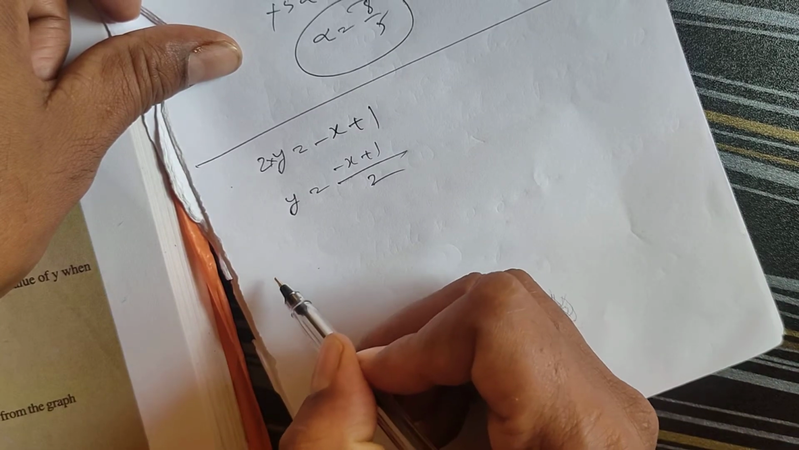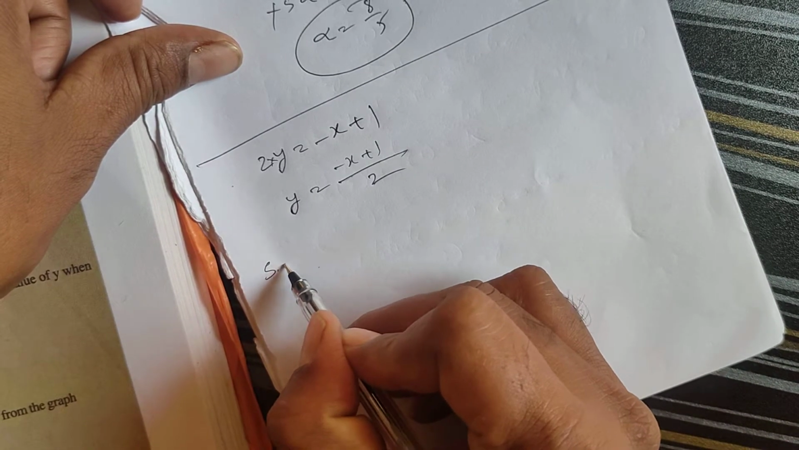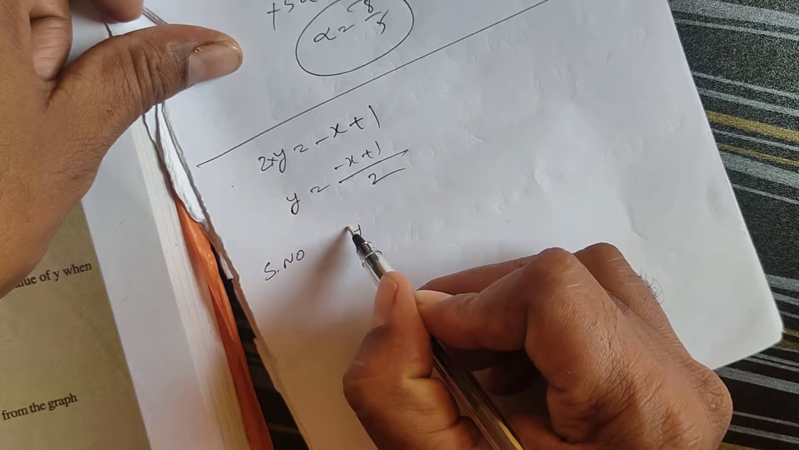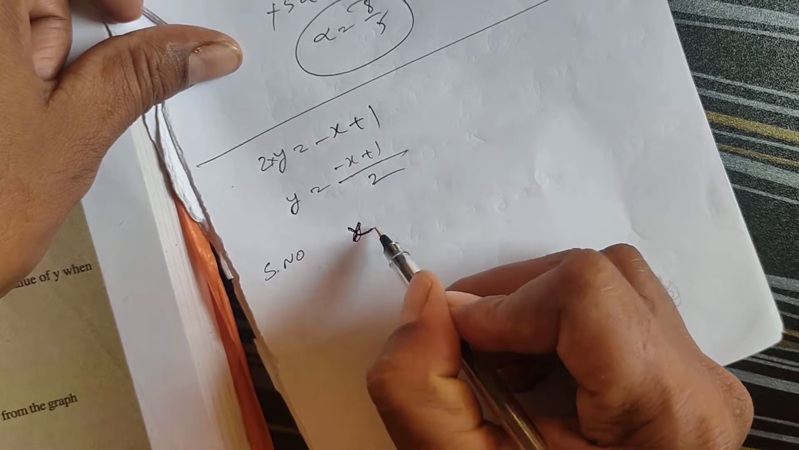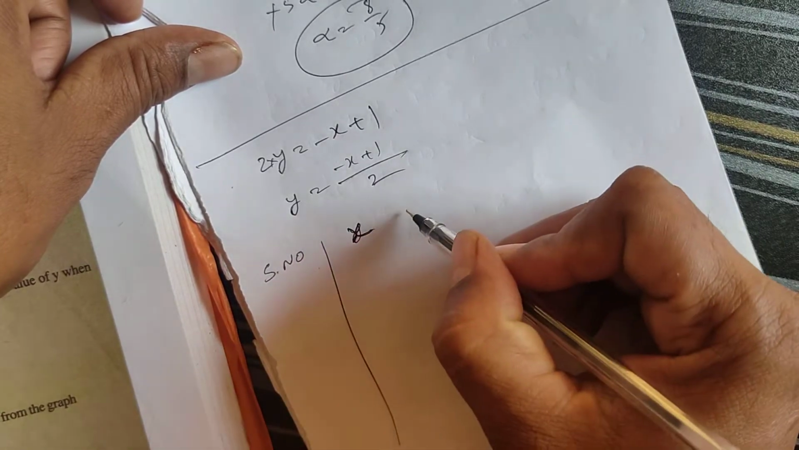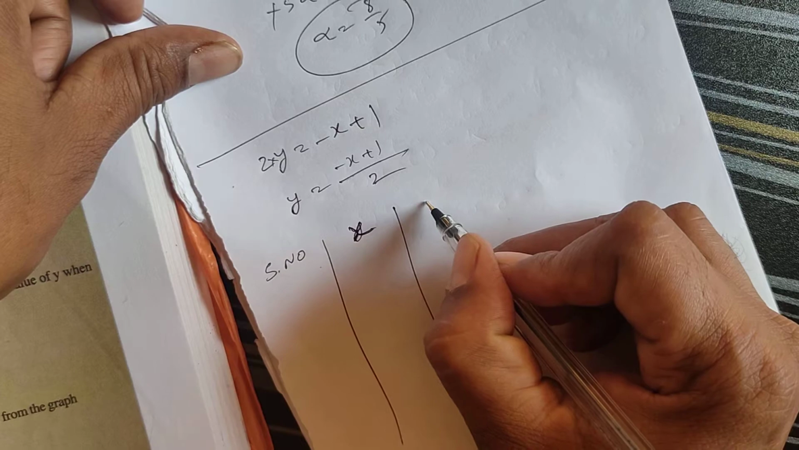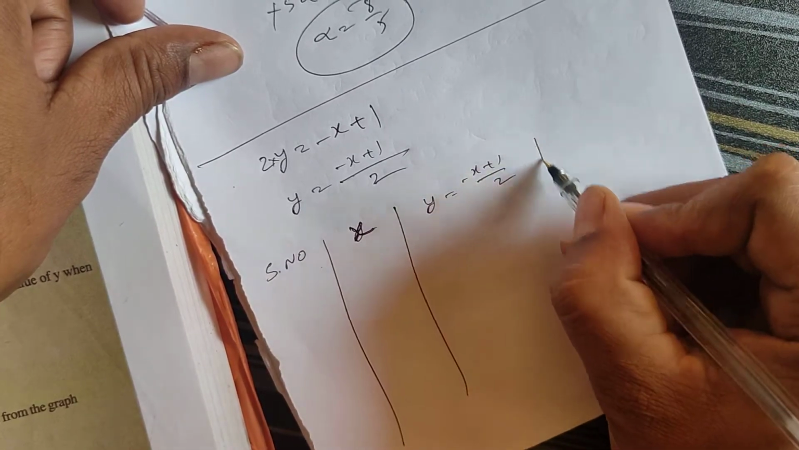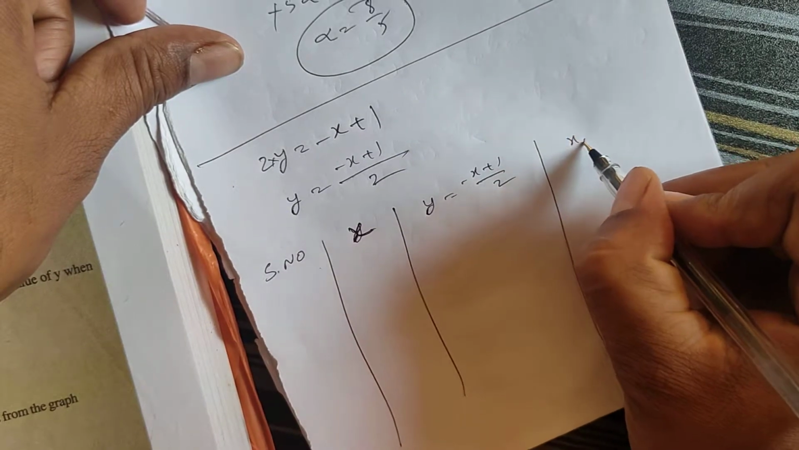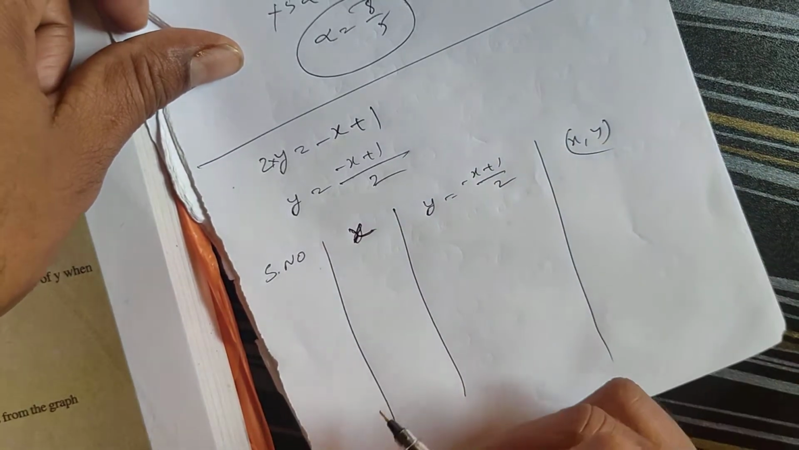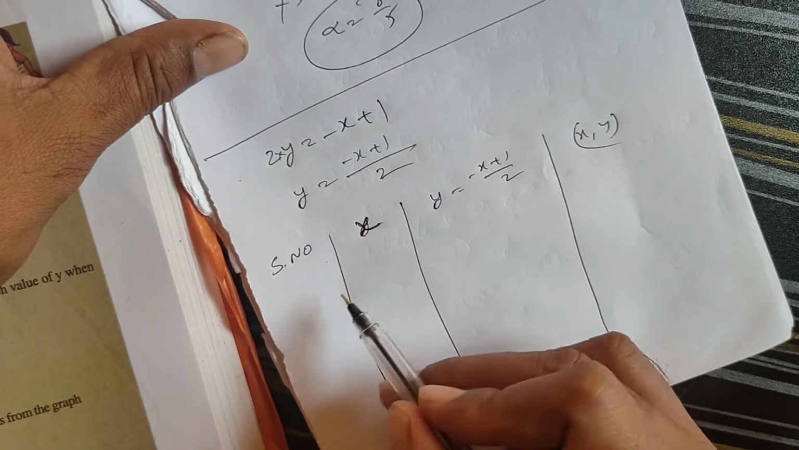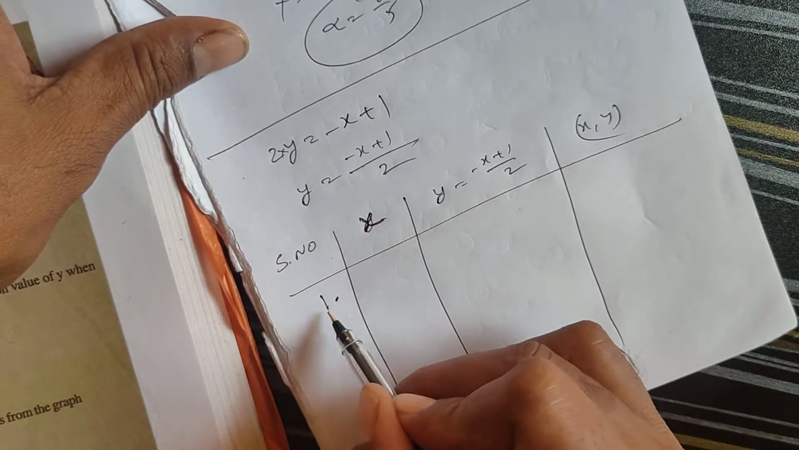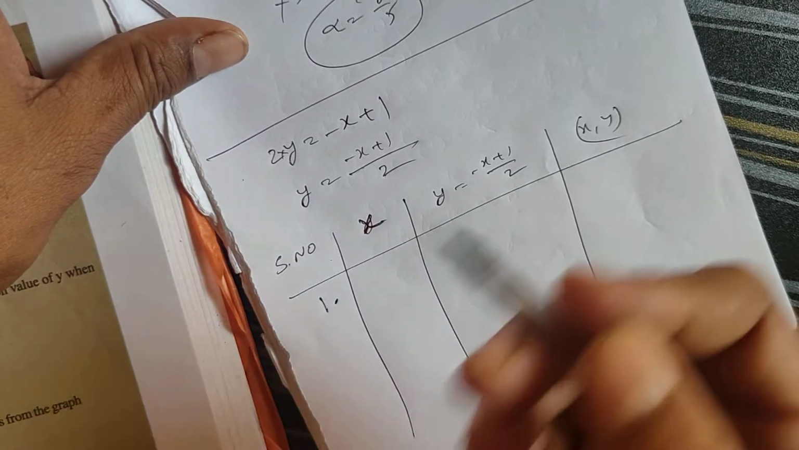Okay. So in writing the table, what you have to write is the serial number. Then values of x, then y is equal to minus x plus 1 by 2, then the x, y ordered pair. So like this you have to make a table here. First one means serial number, first point. What x value are you taking?